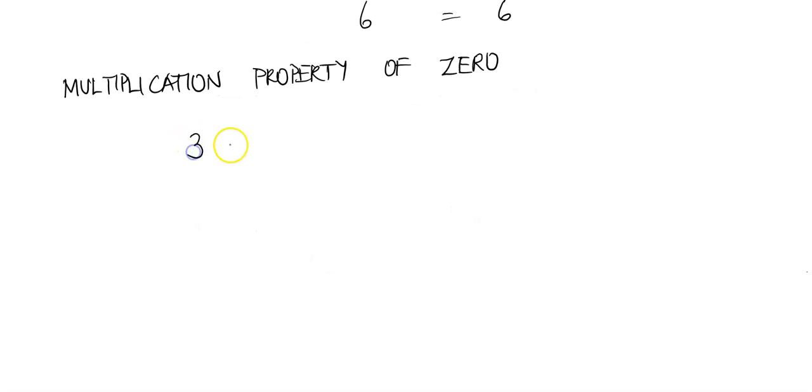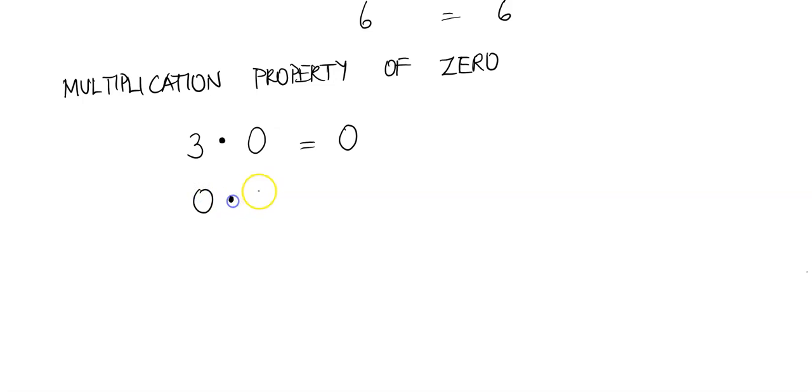So if I had 3, for the sake of this example, I'm going to use the dot symbol. 3 times 0. Okay. What is 3 times 0? It's not a 3 like you would have expected in the addition property. 3 plus 0 would be a 3. But 3 times 0 is actually a 0. You don't get back the 3. Instead, you get back the 0. 0 is the dominant result here. That's why it's called the multiplication property of 0.